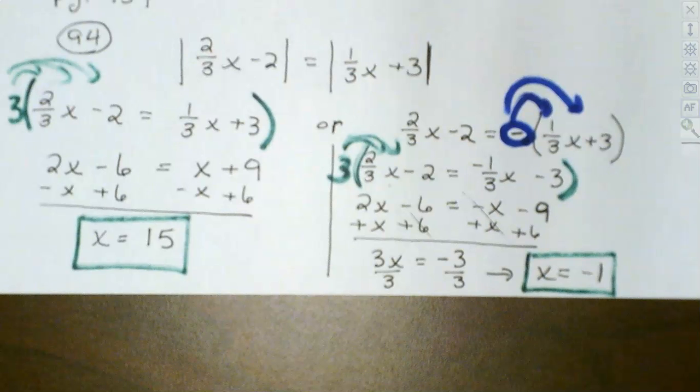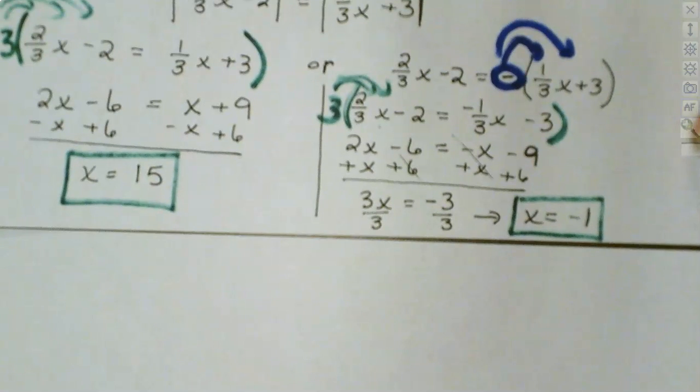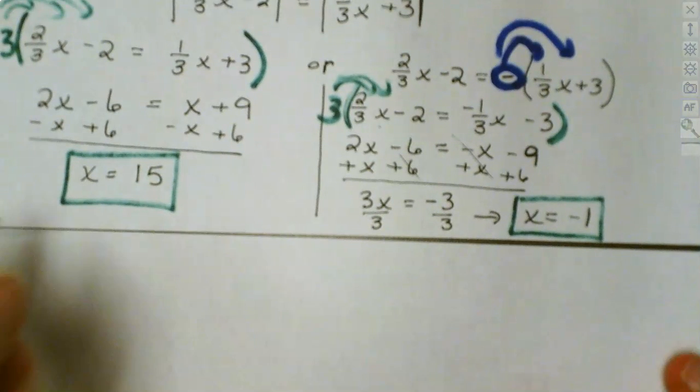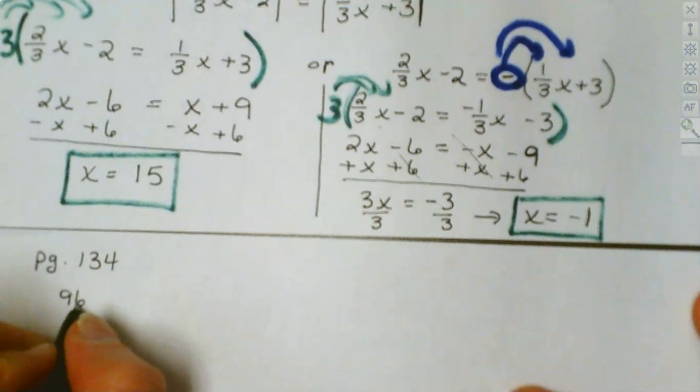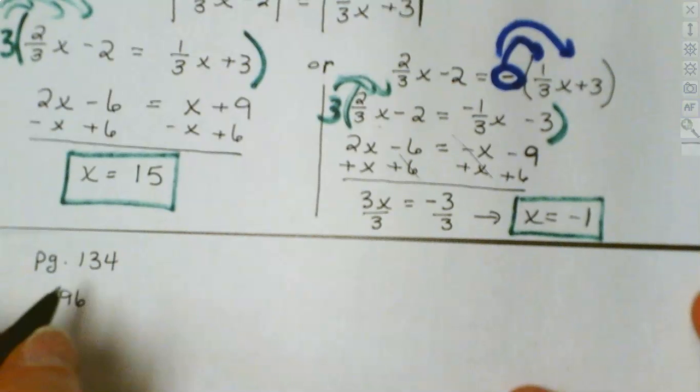I think we'll do one more, and then we'll take a short break. So we'll pick an easier one. So that was question 94. We had to clear the fractions. Clear the fractions out to get our two solutions. So 96 should be a little bit easier because this one doesn't have any fractions to worry about. Again, page 134. We're going to look at question 96.